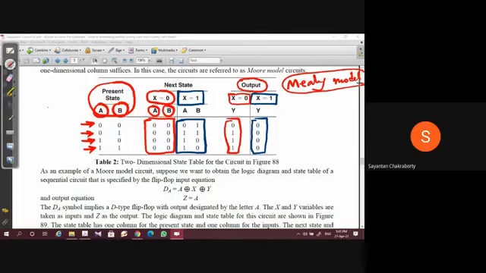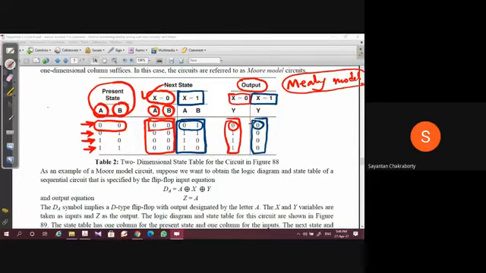So just to give you a hint how to read this table, suppose your present state is 0 0. If your input corresponding to that state is 0, then the corresponding next state will be 0 0, and the output will be 0. On the other hand, if corresponding to the present state 0 0, your input is 1, then the corresponding next state will be 0 1, and the output will be 0.